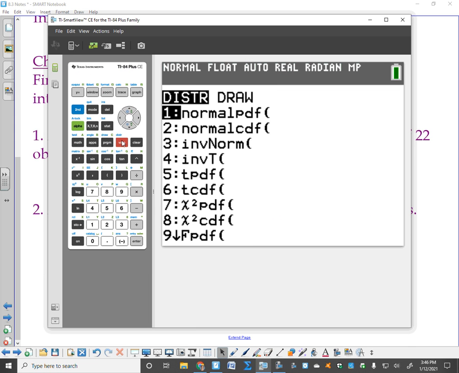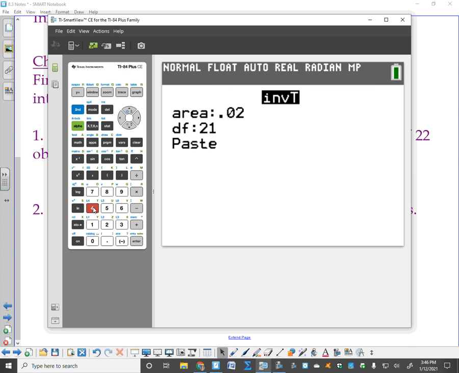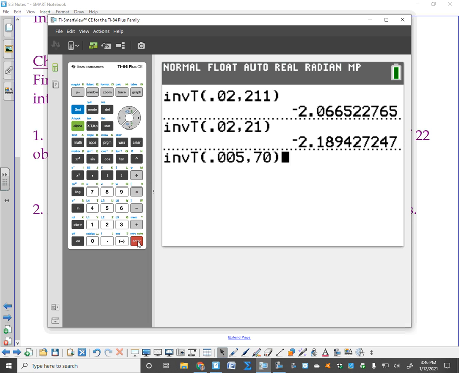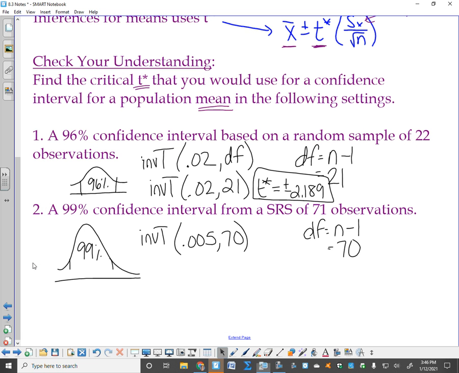and my distribution and down to number 4 and 0.005, and were we 70? Yes, 70 degrees of freedom. Boom. Plus or minus 2.648. T star equals plus or minus 2.648. So now you've learned how to find your T star, just like for proportions, you found your Z star.